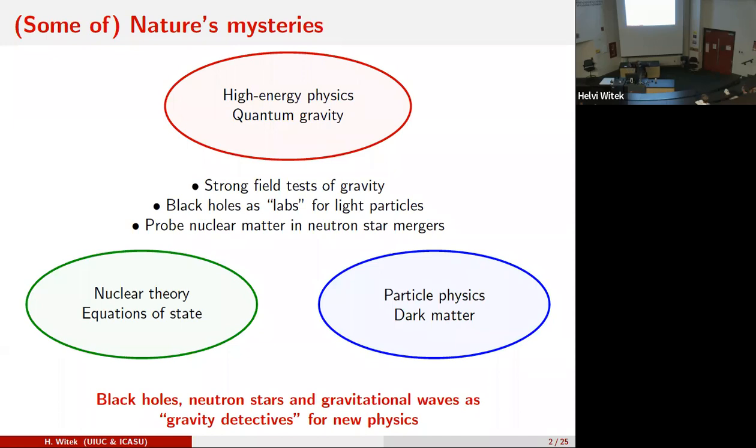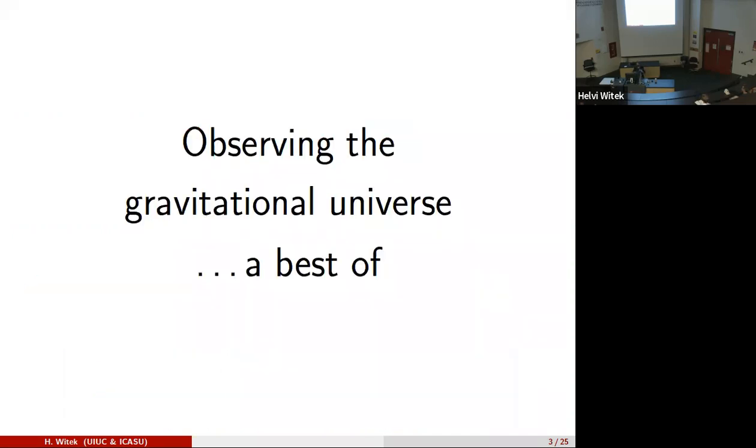So to sum this up, we can use black holes, neutron stars, and the gravitational waves that they emit during their collision to search for new types of physics, to connect to very different areas in physics and learn about our universe. Well, with all that said, let's take a look at where we're standing in terms of observations. And this is really a selection, a best of what we know.